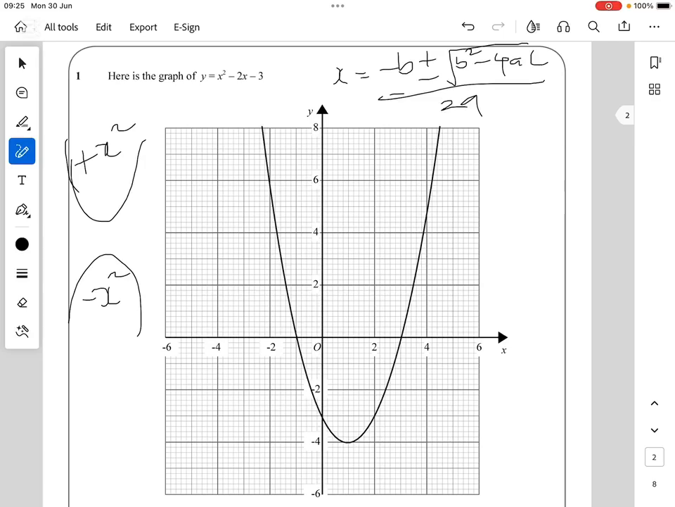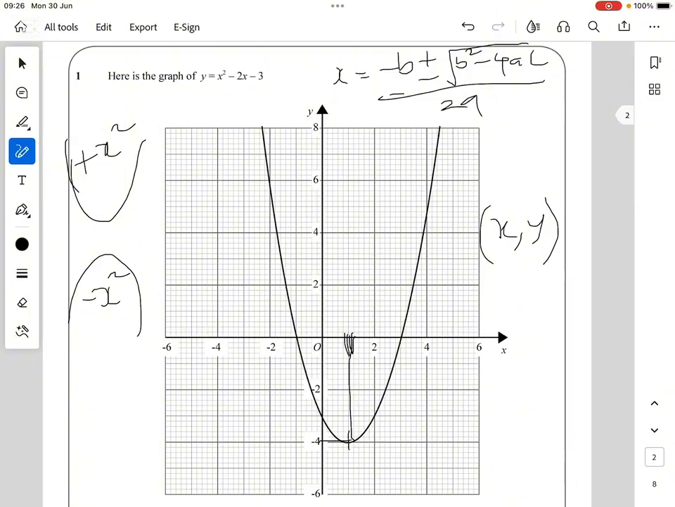The two things we are asked to find here is the turning point. The turning point is also the lowest point of this graph, which is this point that I circle right here. Alright, so that's our turning point. And if you check it, it's on negative 4 for y and it's on 1 for x. So in your coordinates, you have x and y.